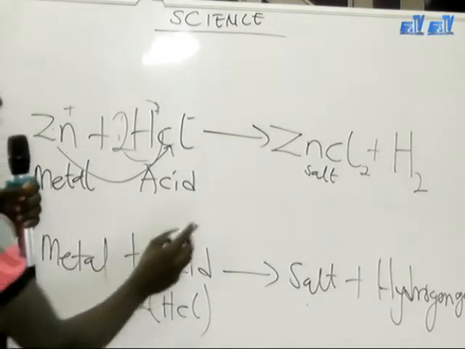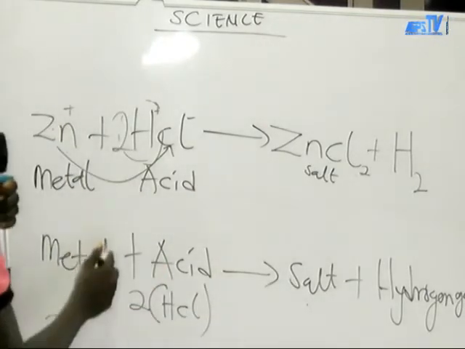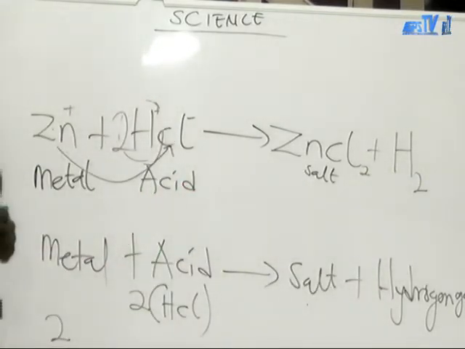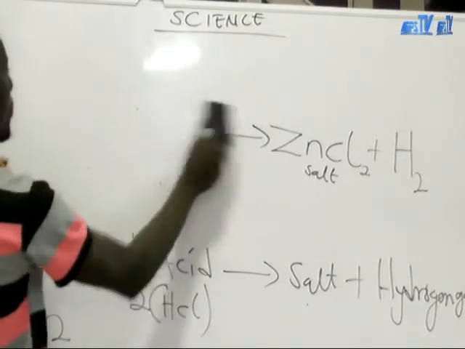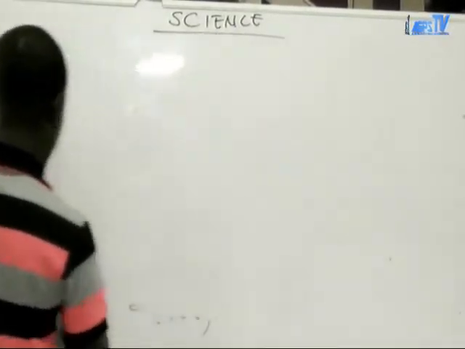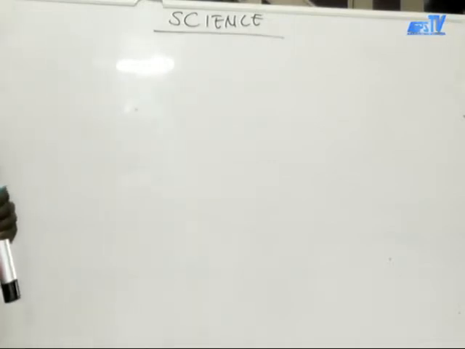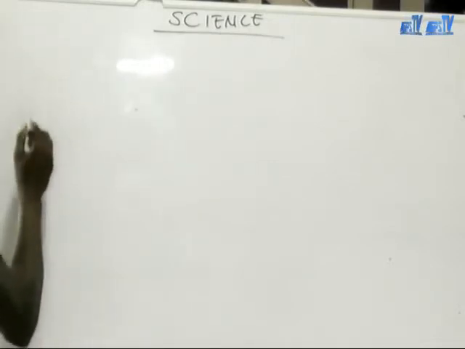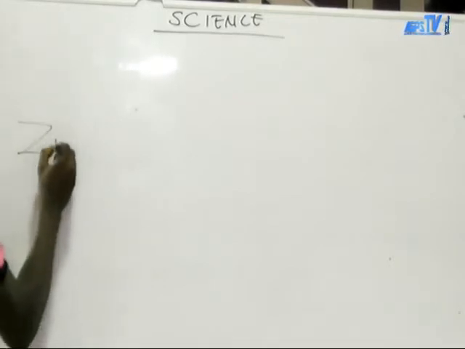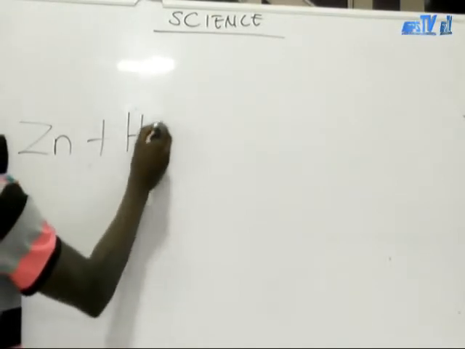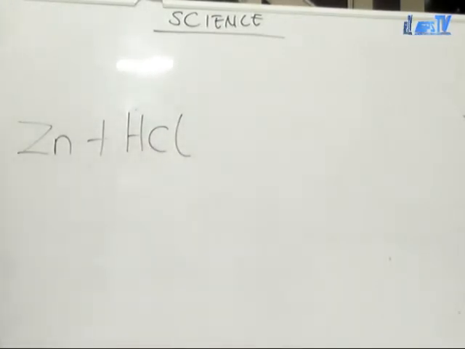So this is the product. Acid reacts with metal to produce salt and hydrogen gas. Let me go back and explain this again. Acid reacts with metal to produce salt and hydrogen gas. So here we have the metal. The metal is zinc, plus HCl. I'm taking it again.